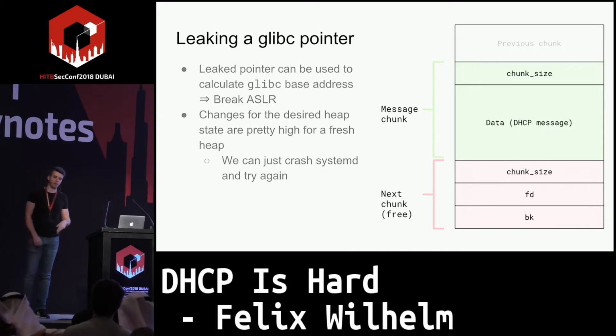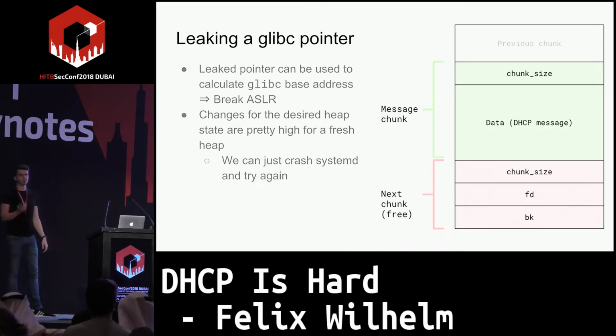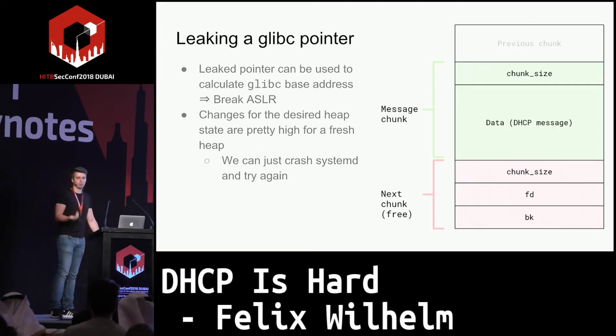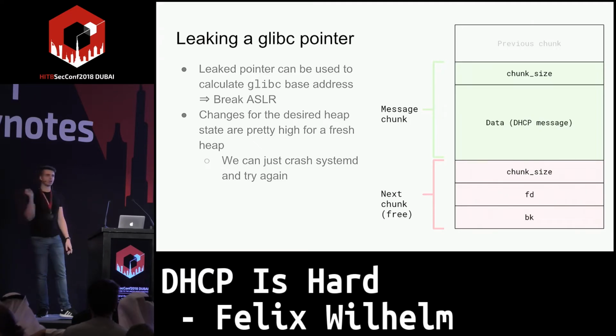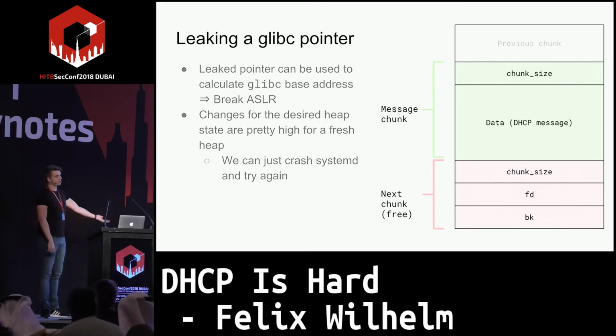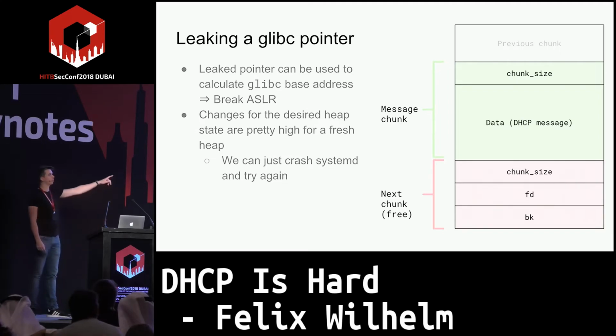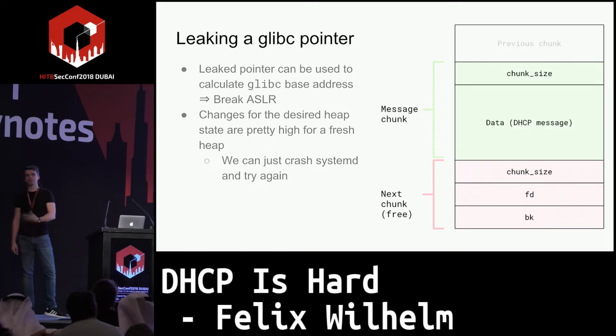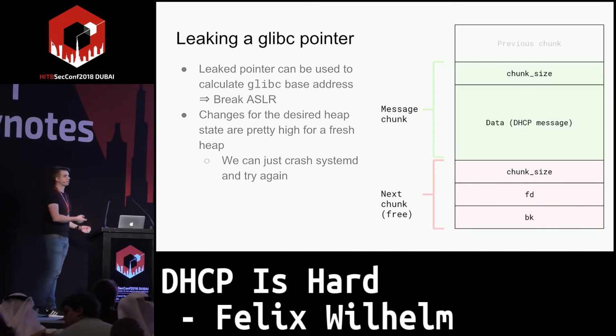solved this first problem. Of course, this desired heap state might not always exist, but chances are pretty high that this is how it looks when systemd is freshly started and just processes its first packet. And if it doesn't work out, we just continue trying, by crashing systemd and looking at it again. You can actually have a super simple heuristic where you just check that the forward pointer and the backward pointer are the same value. If it's the same value, you know it's a pointer to glibc.